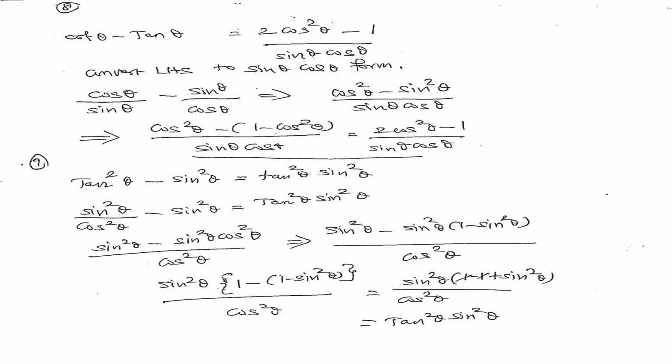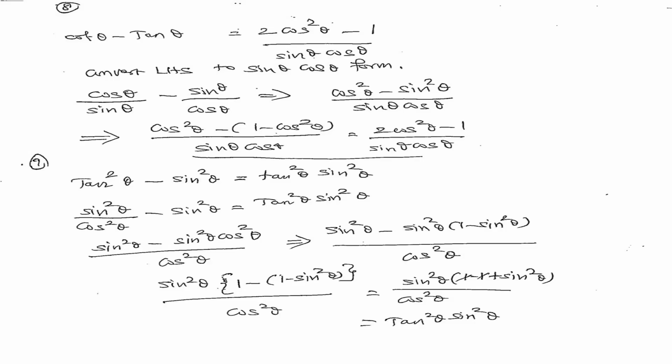Then we get the problem tan squared theta minus sin squared theta is equal to tan squared theta sin squared theta. Tan squared theta is sin squared theta by cos squared theta minus sin squared theta, which is equal to tan squared theta sin squared theta. Taking LCM on the LHS, then we get sin squared theta minus sin squared theta cos squared theta by cos squared theta, which gets it extended to sin squared theta minus sin squared theta into 1 minus sin squared theta for cos squared theta divided by cos squared theta.